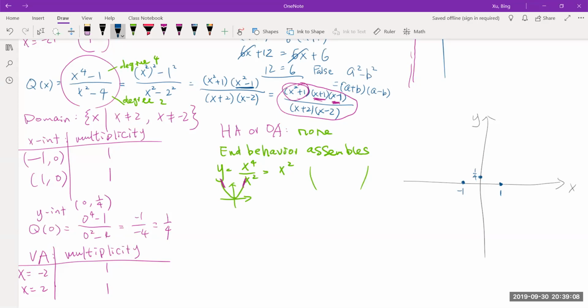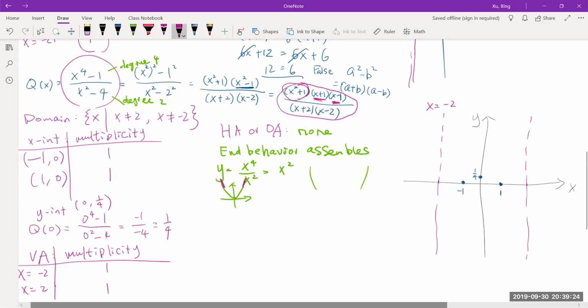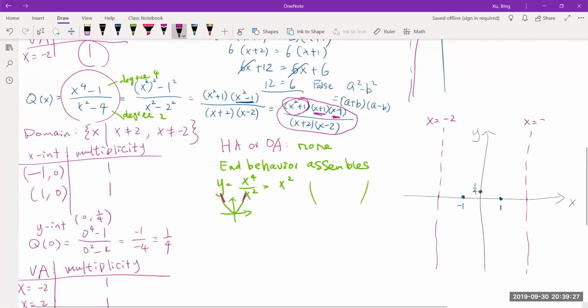And what else do I know? My two vertical asymptotes. One is at x equals -2. I have another vertical asymptote at x equals 2. And also, what else? Horizontal or oblique? No. But I know my end behavior will be something like that. Right. Okay. All right. Now let's start graphing.